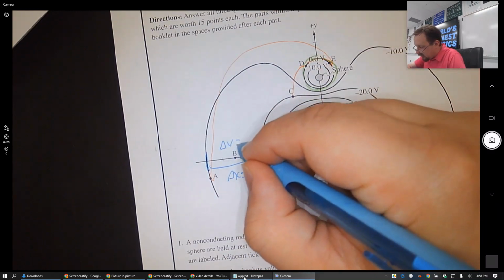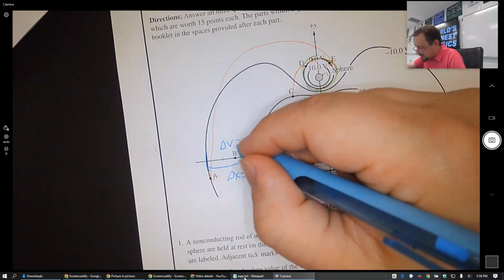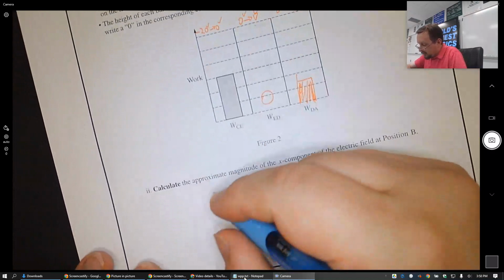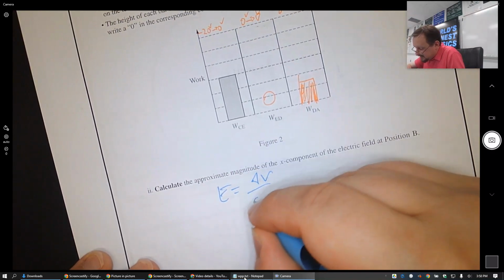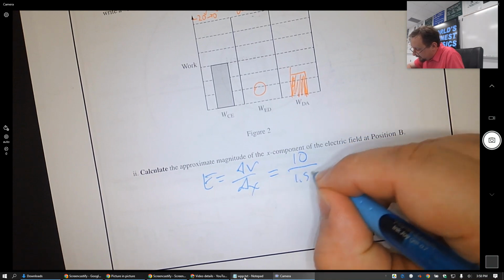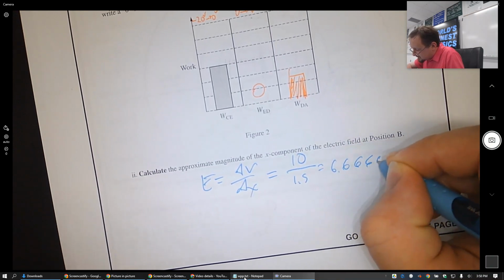The delta volts is 10 volts. So it's 10 over 1.5, which is 6.6 repeating. Okay, E equals delta V over delta X. It's easy to go through all these problems when they're basically the same. 10 volts over 1.5 meters, 6.66666 volts per meter.